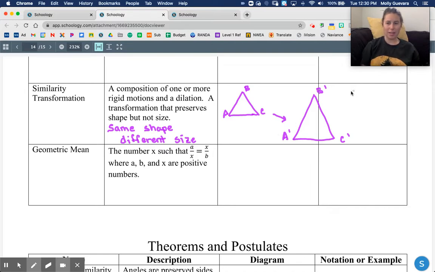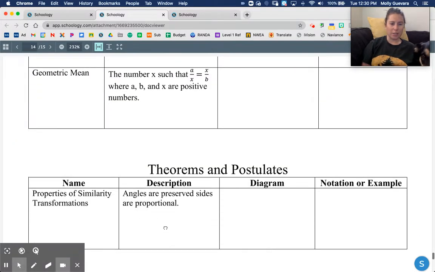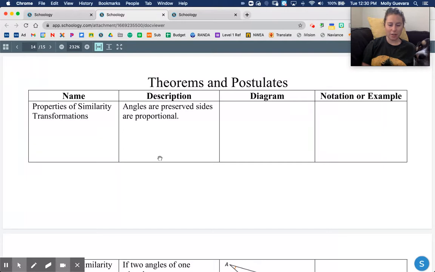Okay, so if I had like a regular hexagon and then another regular hexagon, right? Same shape, different size. So the next thing we're going to look at is the properties of these, okay?